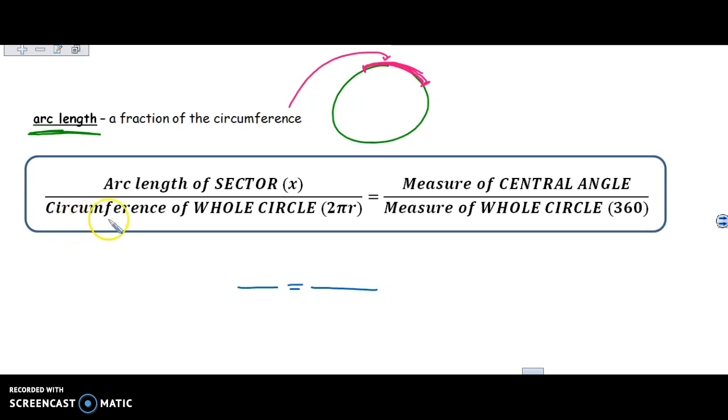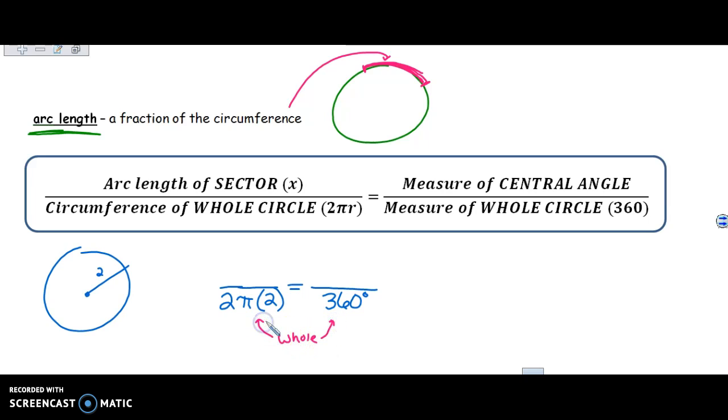So this looks like a really big ugly formula, but it's actually not that bad. You just follow the directions. It says circumference of the whole circle. Let's just give a random circle here with a radius of 2. If the radius is 2, the circumference of the whole thing would be 2 times pi times 2. The whole thing has 360 degrees, so this is representing the whole circle right here. But I only want part of the circle.